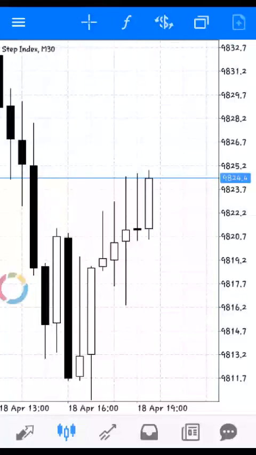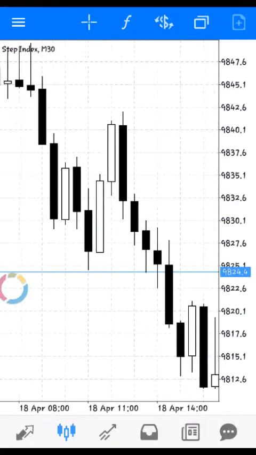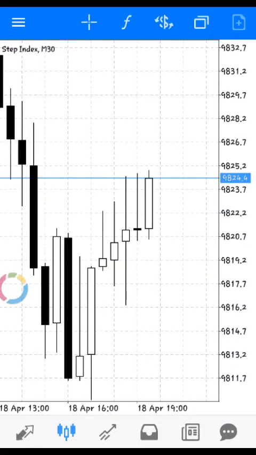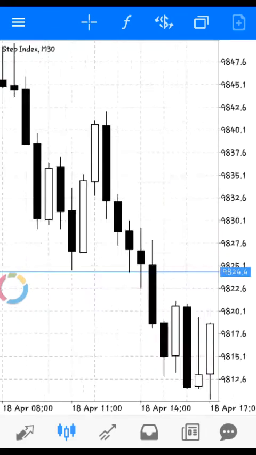Hello, good day. Today we'll be looking at chart reading. Well, what we're looking at now is a type of chart. It's called the candlestick chart.